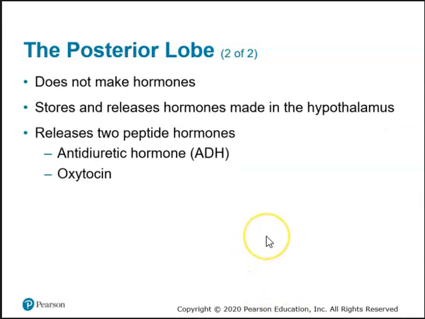So the posterior lobe doesn't really make hormones. It just stores and releases hormones that are made in the hypothalamus. It will release 2 peptide hormones, antidiuretic hormone, also known as vasopressin or ADH, and then oxytocin. Oxytocin is that cuddling hormone. It's the hormone that's released after the delivery of the baby. It encourages mother-baby bonding. It's also that hormone that is released when you first fall in love and you're all cuddly and happy, and you see your significant other. So this is known as the cuddling hormone.